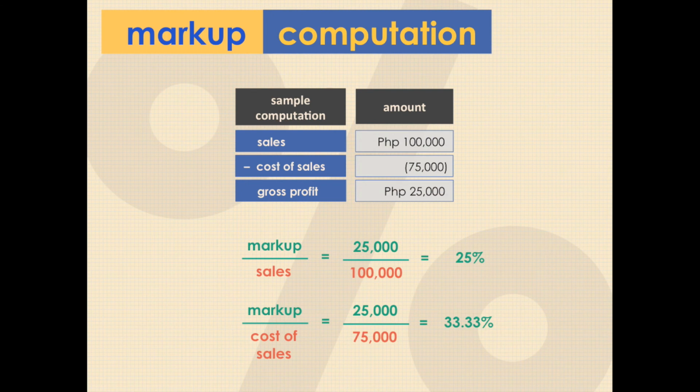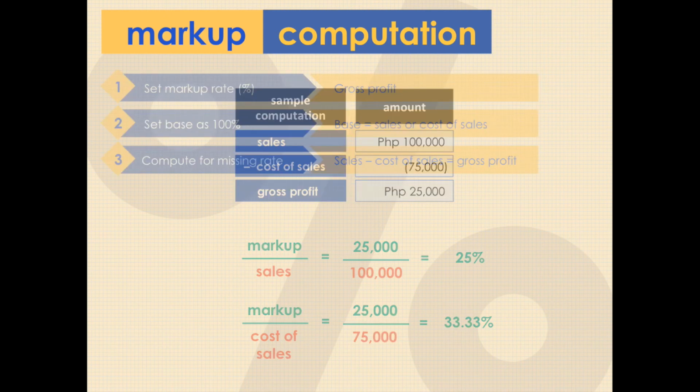For example, we have here sales of 100,000 and cost of sales of 75,000 and gross profit or markup of 25,000. If we compute for the markup rate based on sales, then we get 25%. If we compute for the markup rate based on the cost of sales, we get 33.33%. Both of them are correct. They are equivalents. To make sure that we are able to properly compute for the markup, selling price, and markup rates, it is therefore important to understand the relationship between sales, cost of sales, and gross profit.